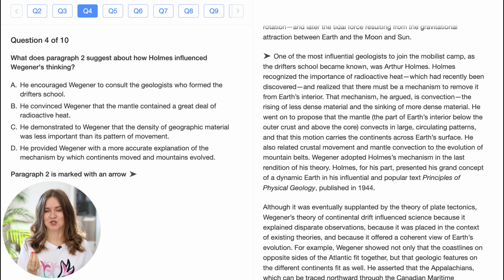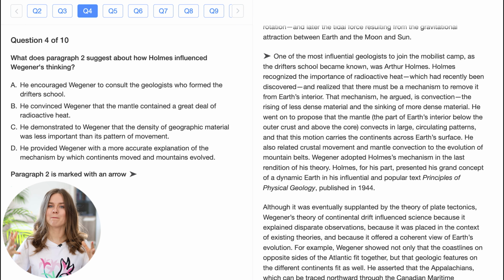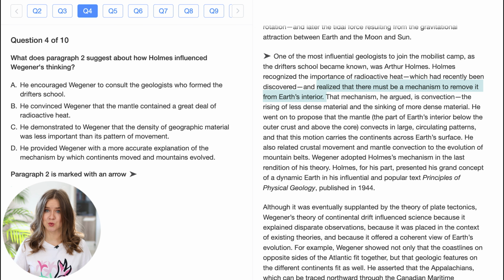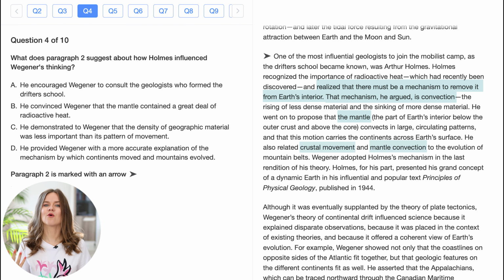Let's walk through this question together. First, what should you focus on while reading the paragraph? Holmes and the influence he had on Wegener. Also, as you read the paragraph, try to break it down into a few simple main ideas. In paragraph 2, we see that Holmes introduced a mechanism, convection in the mantle, to explain how continents could move. Then the passage says that Wegener adopted Holmes's mechanism in the last version of his theory.